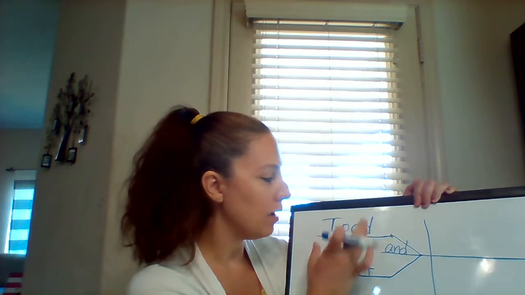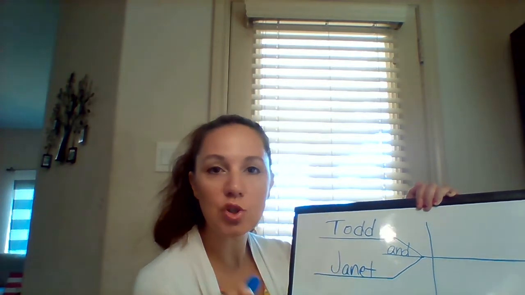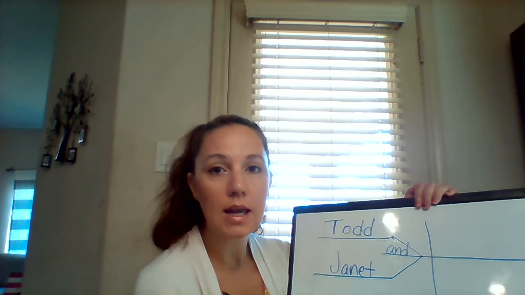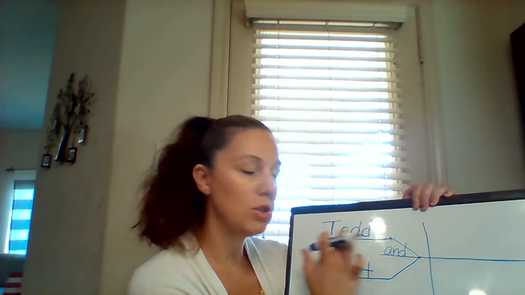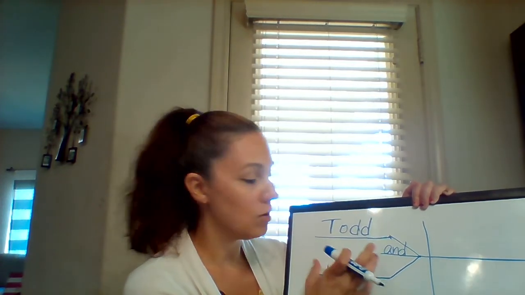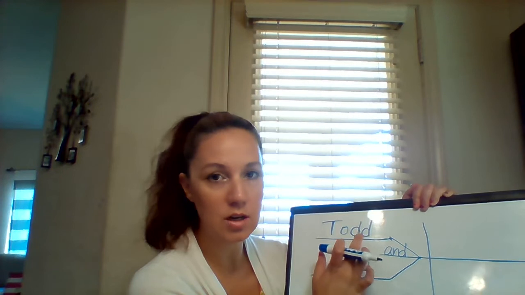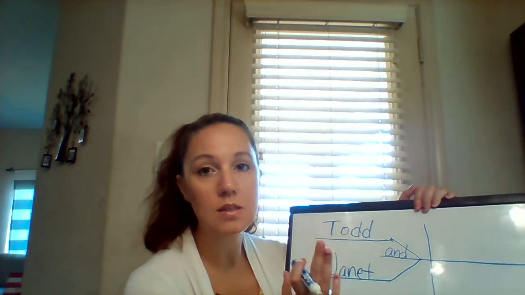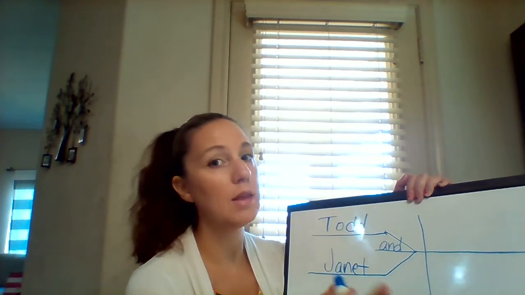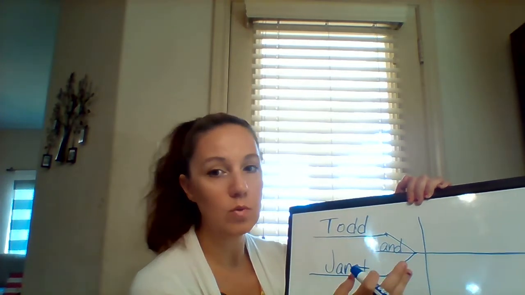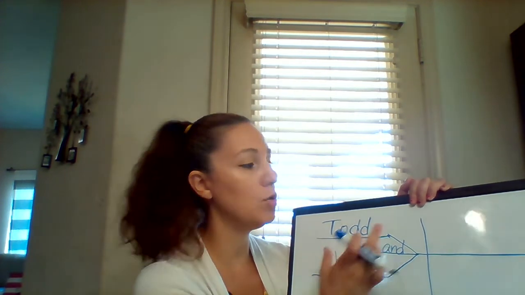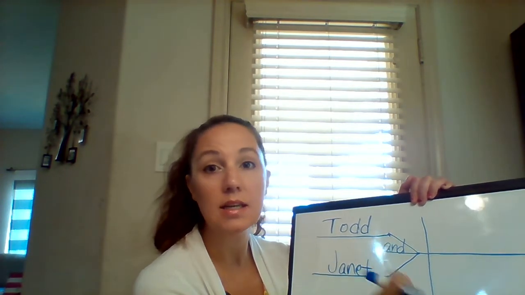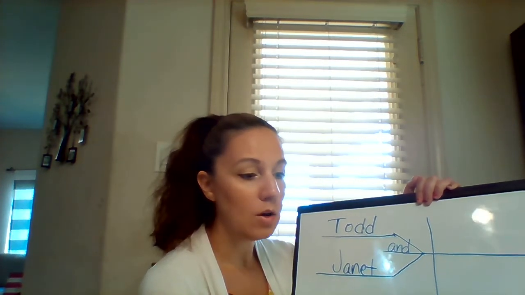Okay, so now we have Todd and Janet. And remember, each word is going to get a different spot when you're diagramming sentences. There should never be two words in one spot. Okay, so over here, notice I didn't put Todd and Janet on the same line. Each word gets its own line. So keep that in mind. You're not going to have more than one word sharing the same spot in your diagram. The whole purpose of a diagram is to break apart the sentence into individual words and see how they all work together. Okay? So we have Todd and Janet.